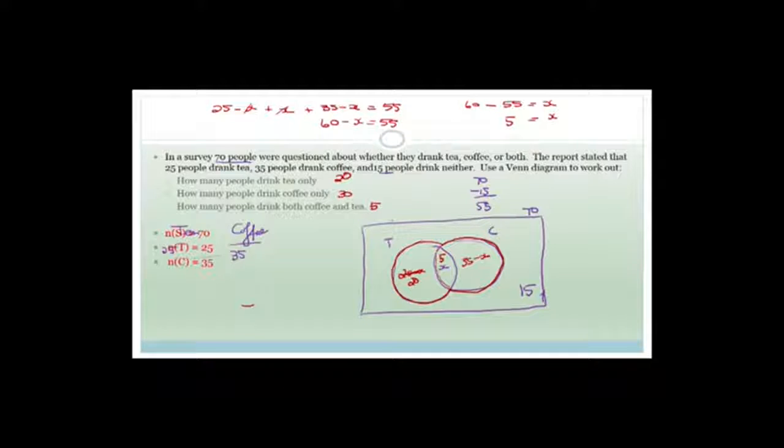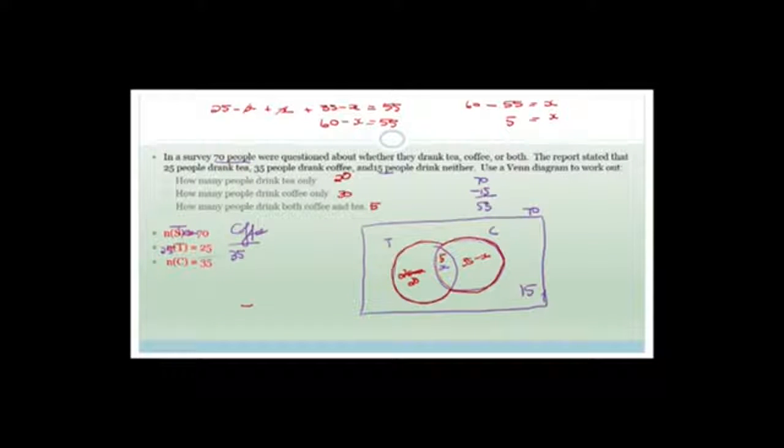So now you can see how Venn diagrams work to help us. Okay, the first thing we did was we identified our total universal set, which was the 70, right? There's our 70. Then we drew our circles. In this case, we got lucky because we're in grade 10, there are only 2 circles.